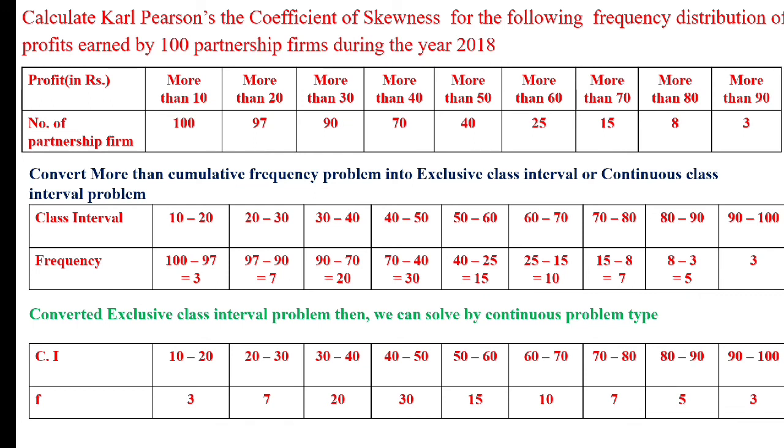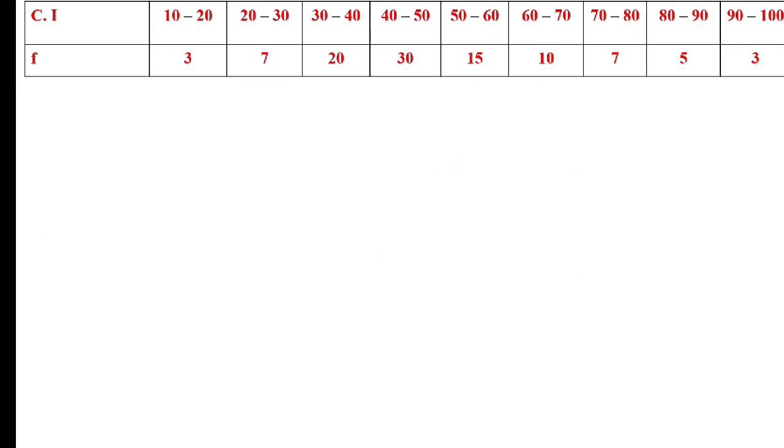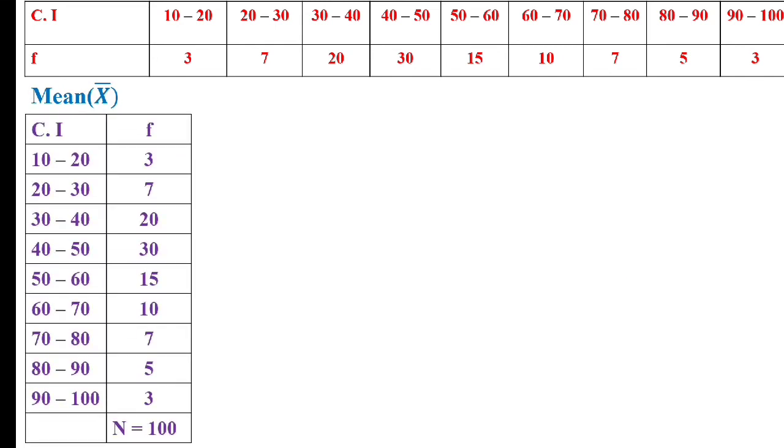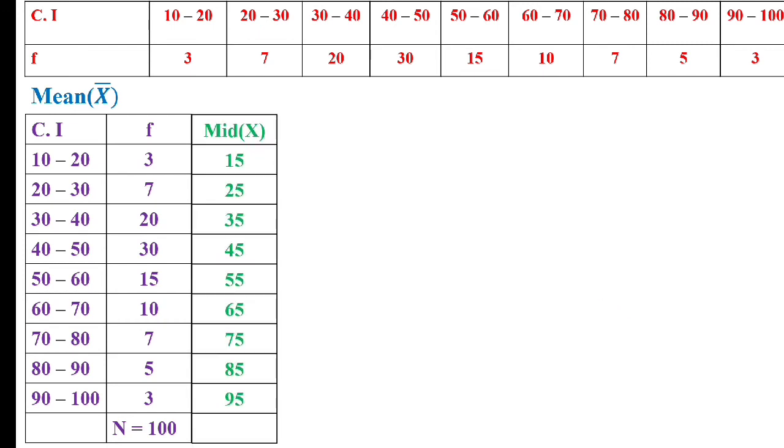Now we need to find the midpoint of the class intervals. 10 plus 20 divided by 2 is 15. So 20 and 30, midpoint 25; 30 and 40, 35; 45, 55, 65, 75, 85, 95. The midpoint is the lower limit plus the upper limit of the class interval divided by 2.